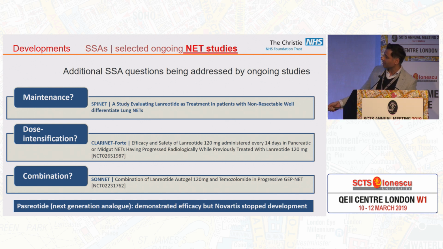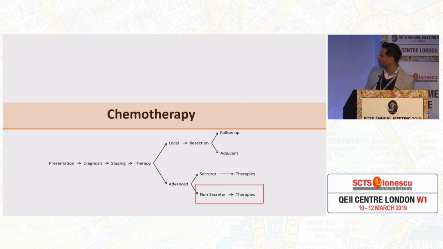Frustratingly, the next generation somatostatin analogs were tested in lung NETs, and I'll show you the results of this in a second. This drug called pasireotide was tested in next generation. It demonstrated efficacy. We got a positive result, and then Novartis turned around to me and said they don't want to develop the drug anymore. So there you go. What about chemotherapy?